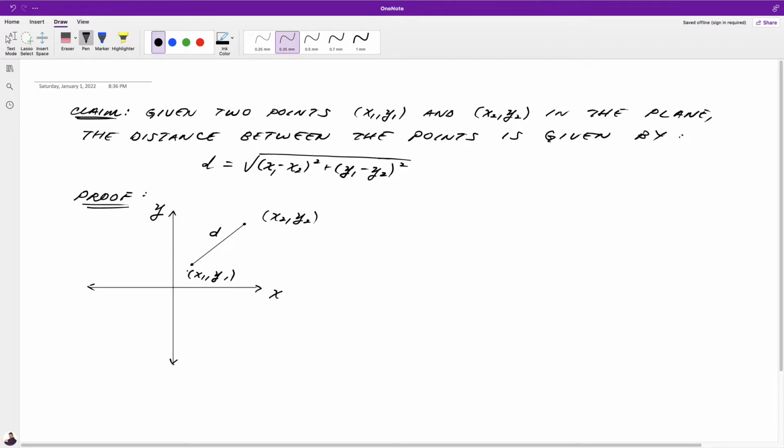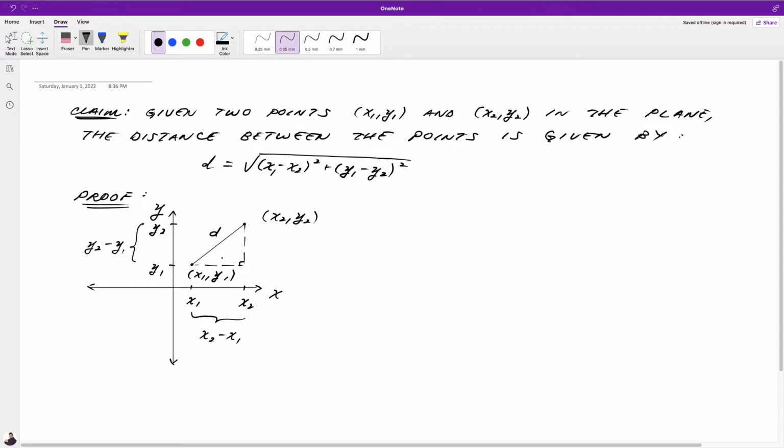Okay, so this would be x1. This here would be x2. This here y1, and this here y2. We do have here a right triangle, which means I'll be able to use, you guessed it, the Pythagorean Theorem. This here is x2 minus x1. This here is y2 minus y1.